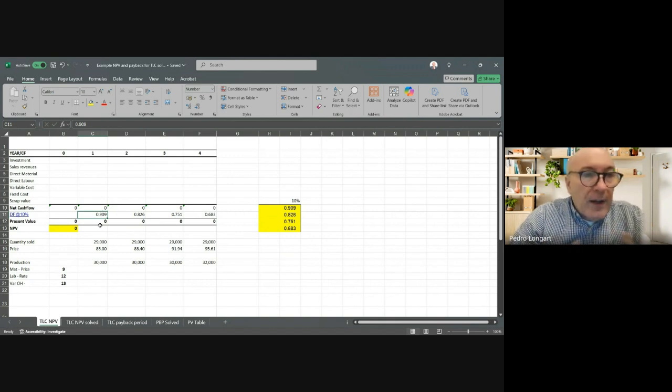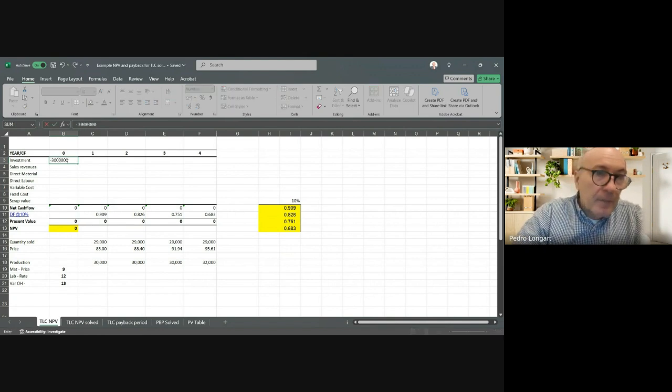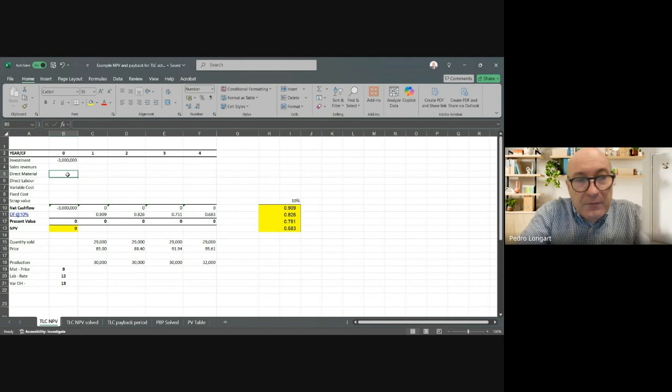Okay, what other value do I have? Well, the other value I have is the investment. I know that the investment is 3 million. Because it's a cost, I'm going to put it negative. So it's going to be 3 million negative, okay? So the commas are just for you to see that you have the 6 zeros, okay?